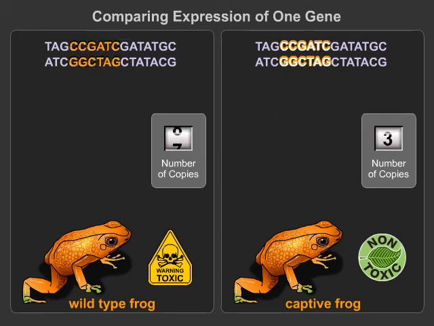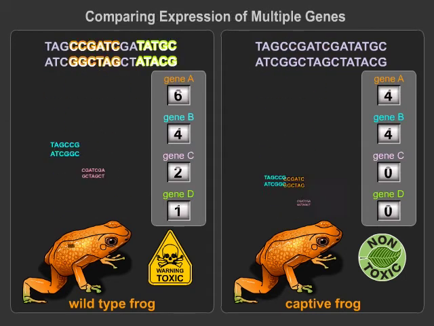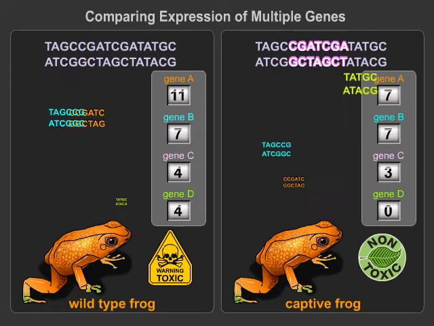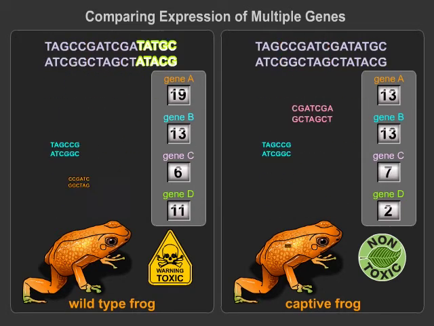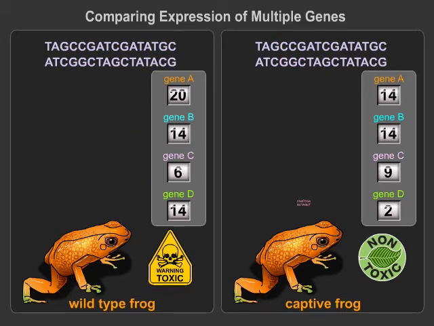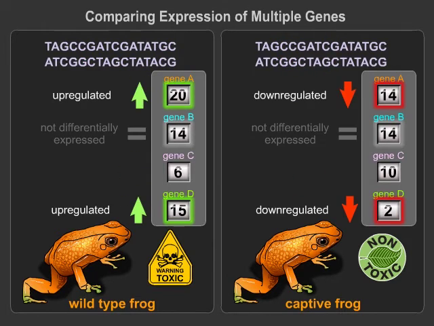The number of times the sequence for a gene is detected in the frog is counted and reflects the expression level in that frog. The same process is done for each frog for all genes in the transcriptome. After the alignment has been completed, we can compare the overall trends in gene expression in toxic versus non-toxic populations. Some genes are not differentially expressed, like gene B, while some are upregulated in the toxic frogs, such as genes A and D, and some are downregulated in the toxic frogs, such as gene C.